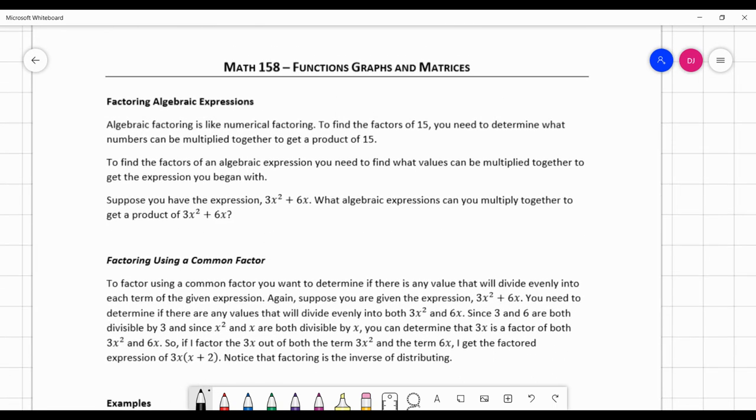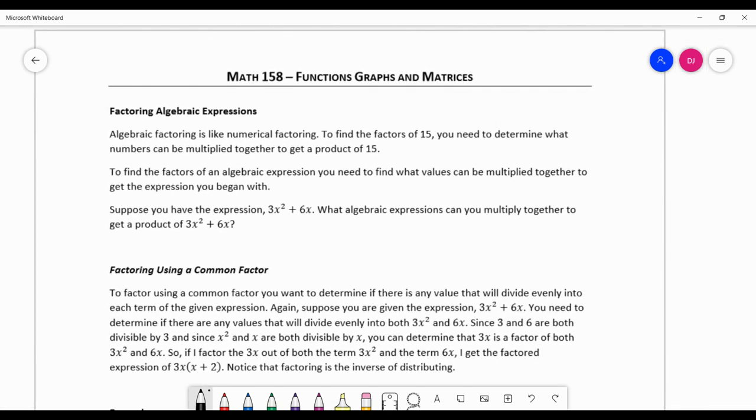One reason that I wanted to review distributing, the distributive property, is because a very important skill in math that we're going to need in this course is the ability to factor. Rather than doing 3 times 5 is 15, we're going to be asking the question, what numbers can I multiply together to get 15? And that would be 3 times 5.